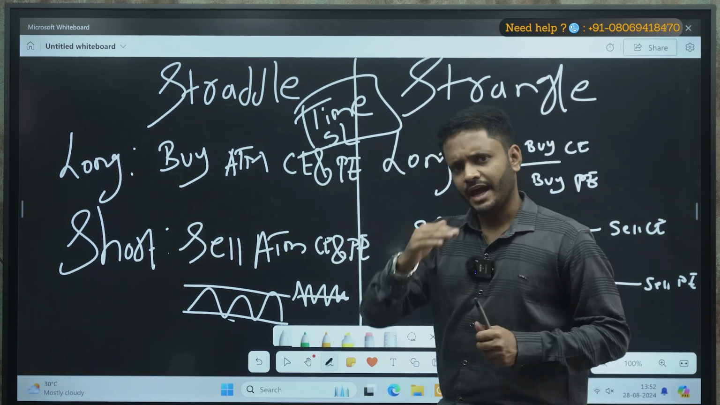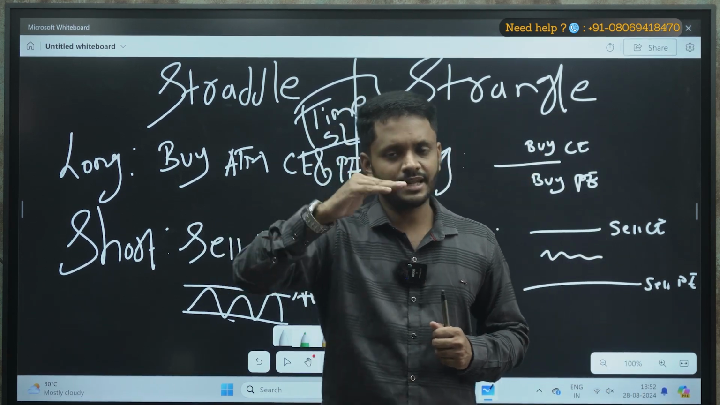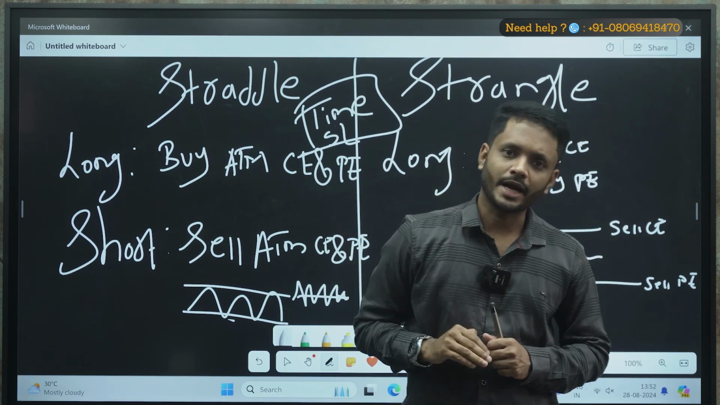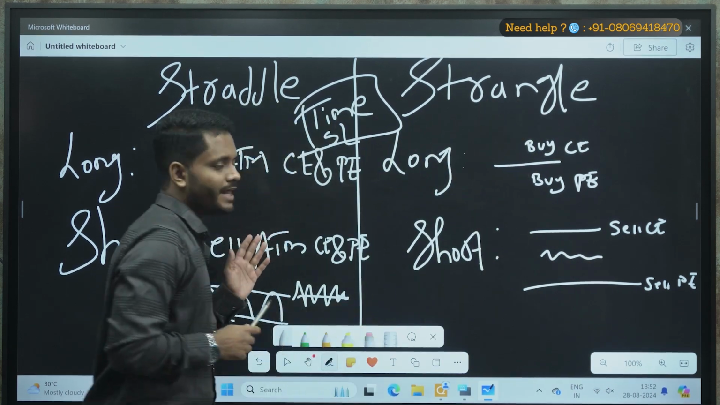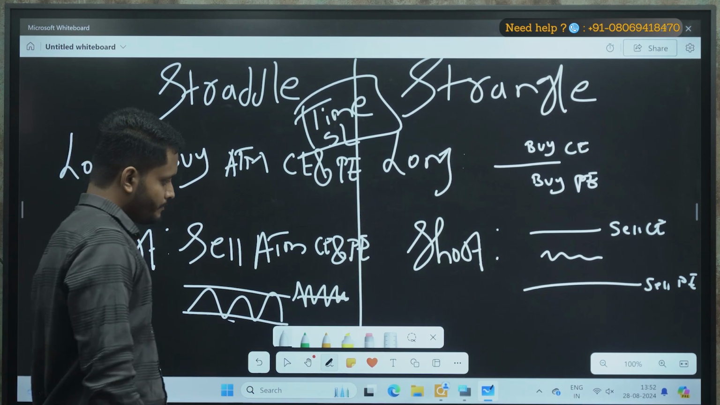And in straddle, if the market is at this range, I will sell a call at this level, I will sell a put at this level. Okay, so I hope what is straddle and what is strangle is very much clear to you, correct?